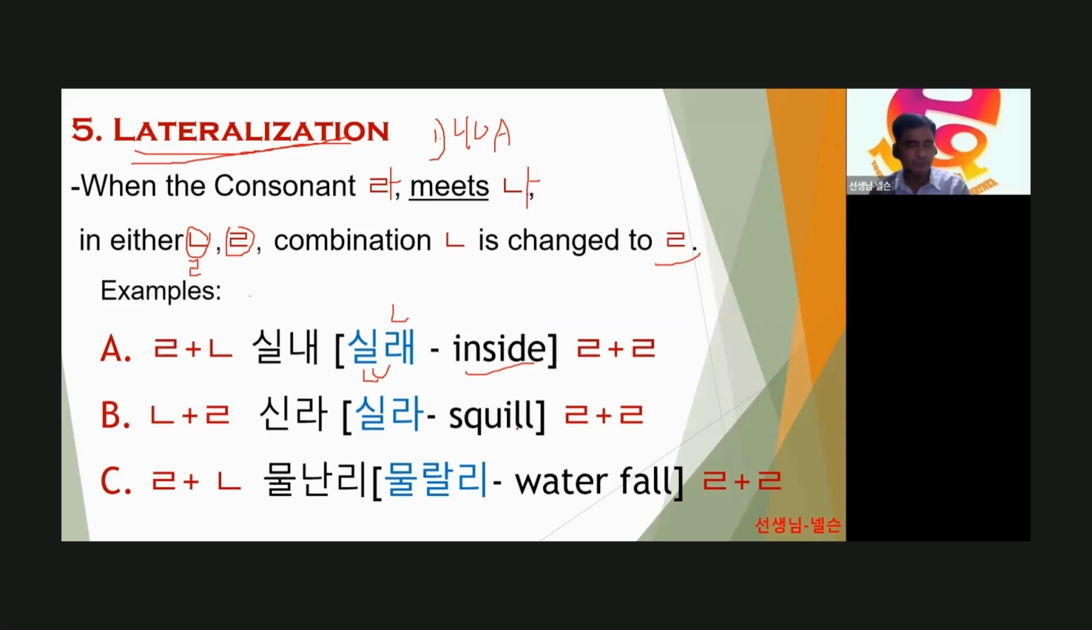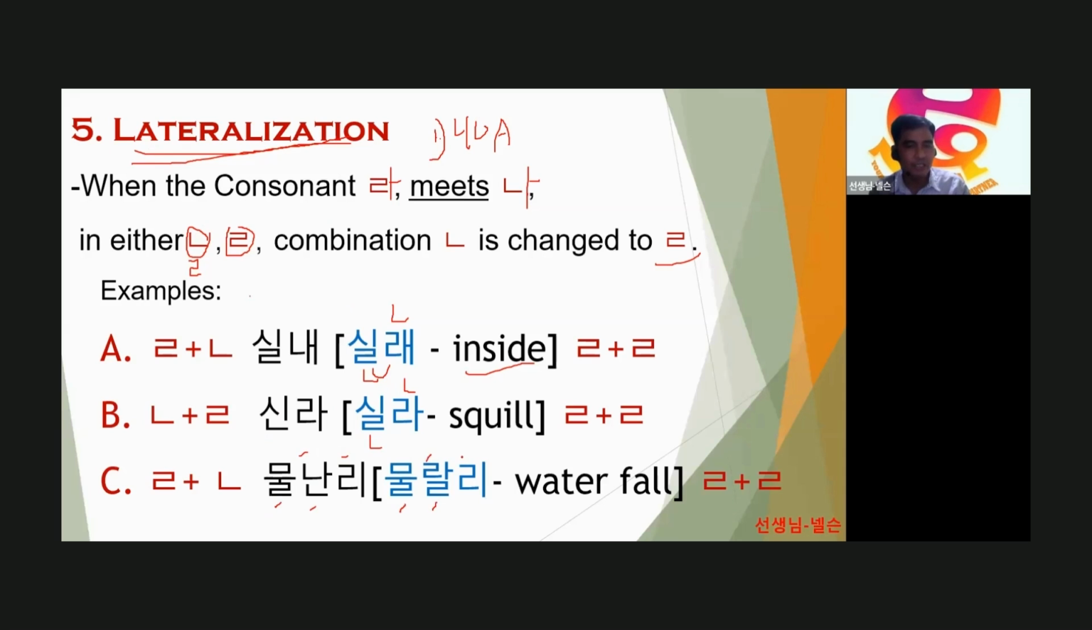Then the next one. Neon met real. Instead of sinra, the correct pronunciation is silla, double L. That is called lateralization. And letter C has two lateralizations. Notice, guys, real, neon, and vice versa, neon, real. All of them become real.